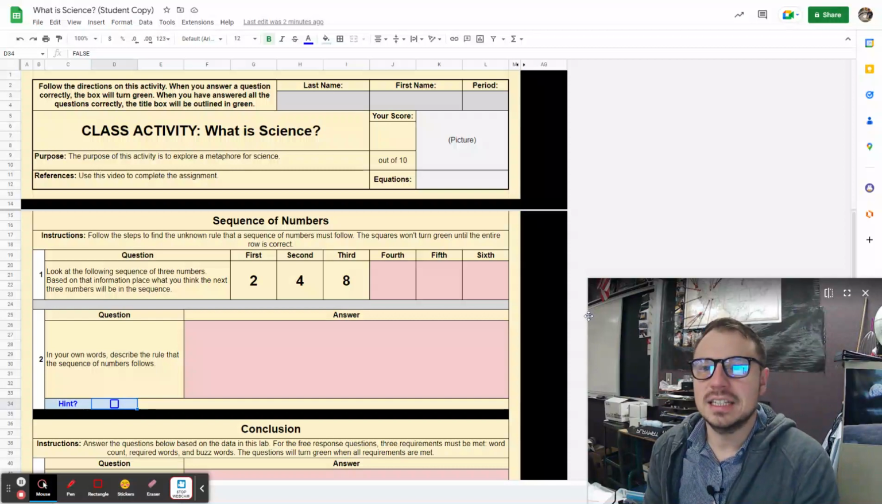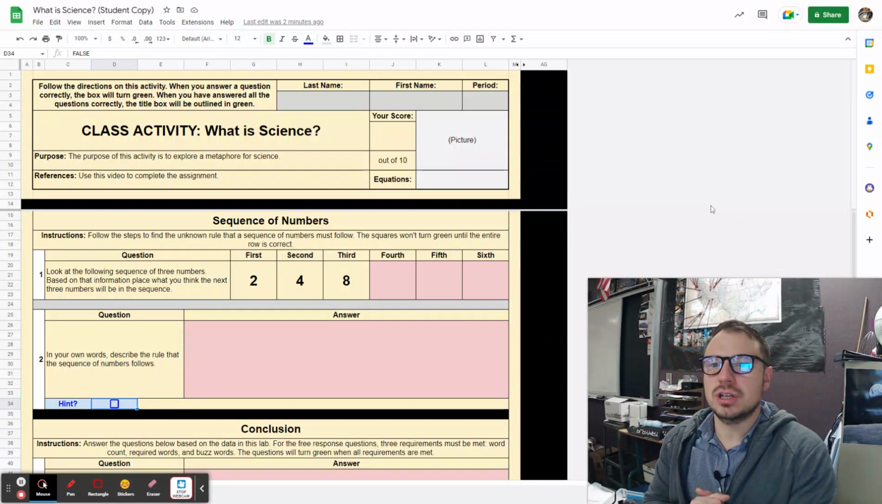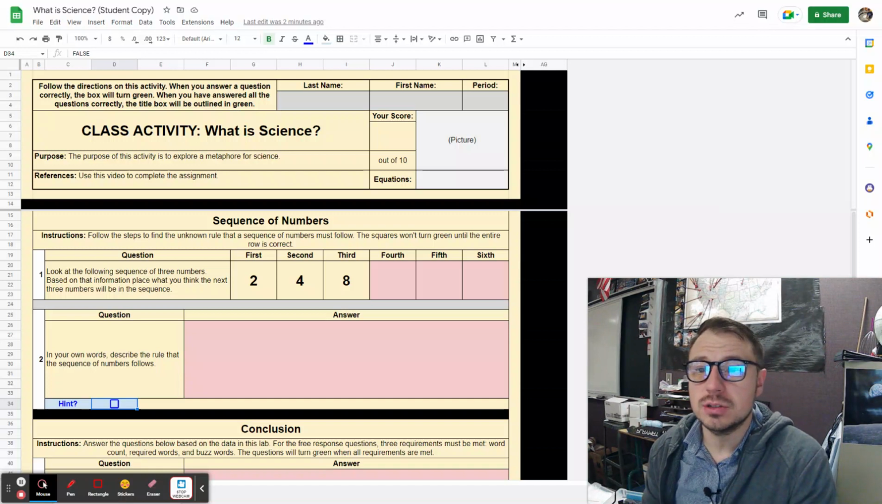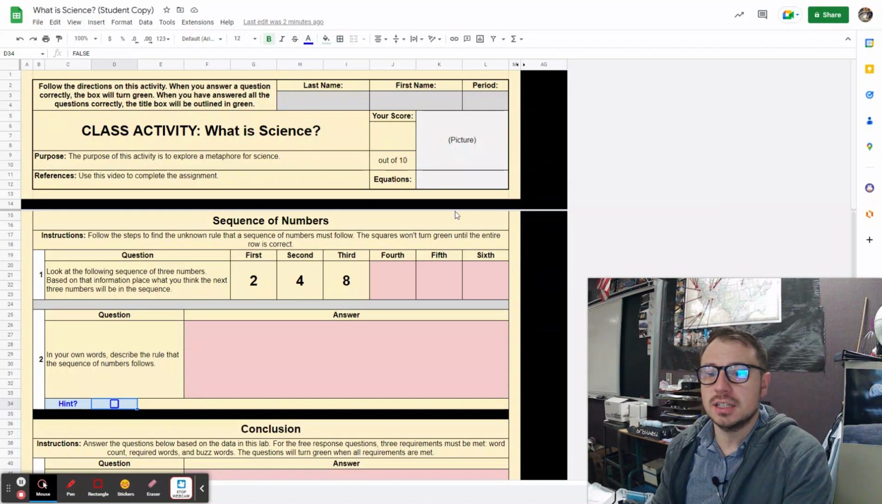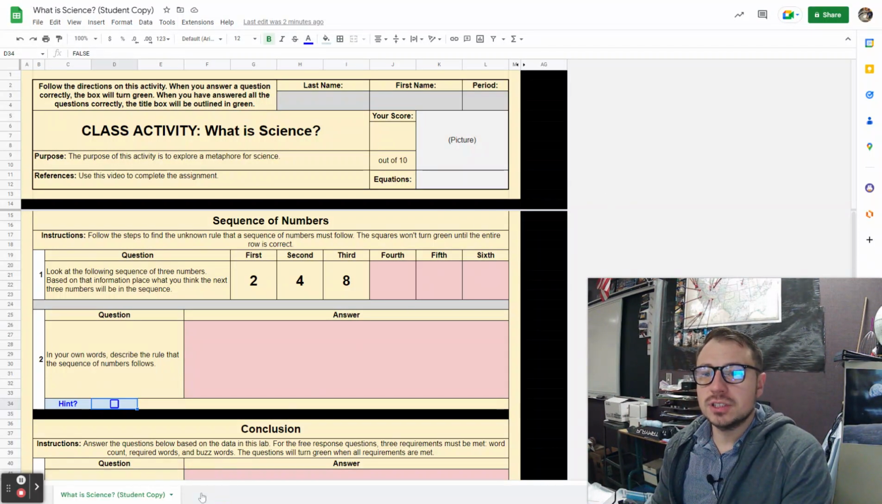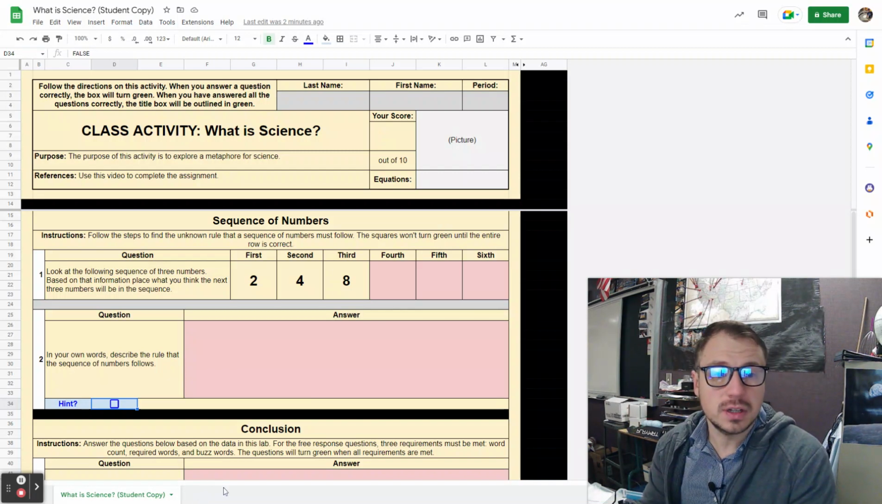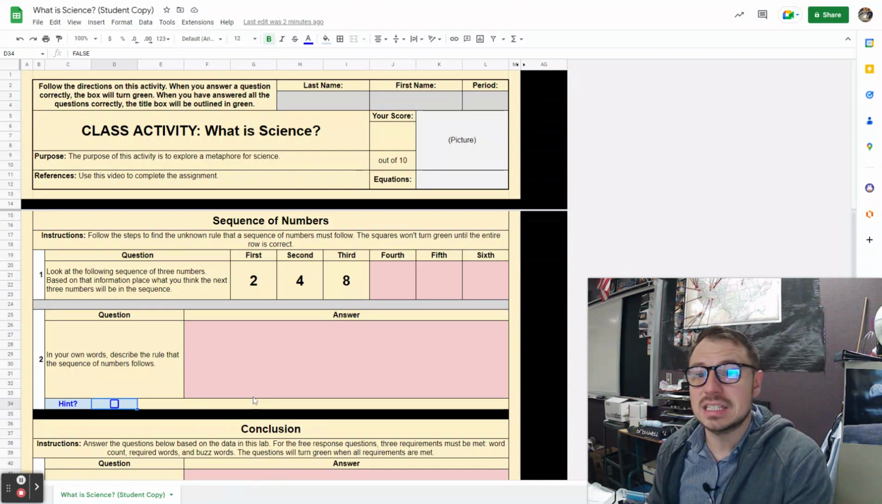This is the class activity, What is Science? So the purpose of this activity is to explore a metaphor for science. So you can see on the references, there is a video that will help you complete this assignment.